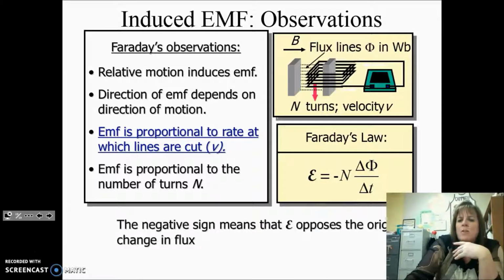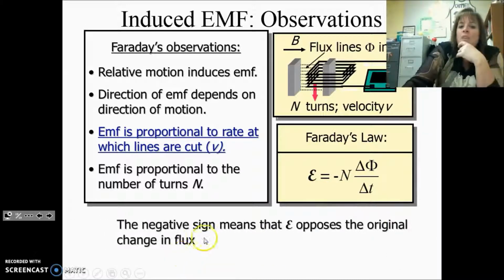Now, you might wonder what that negative is all about. Well, that negative sign we're going to talk about in class when we talk about Lenz's law. What we're going to find is that the voltage that's generated is actually generated in a direction to oppose change, because nobody likes change, not even coils and wire.